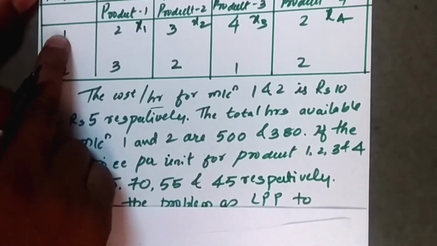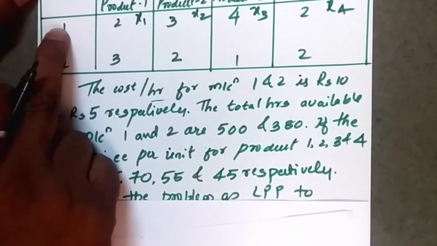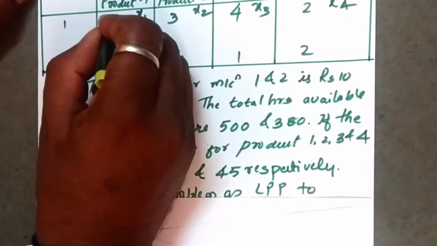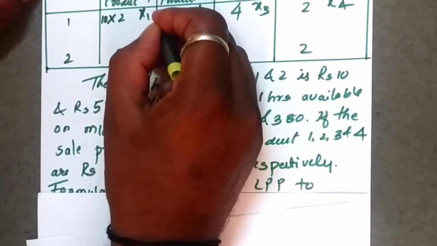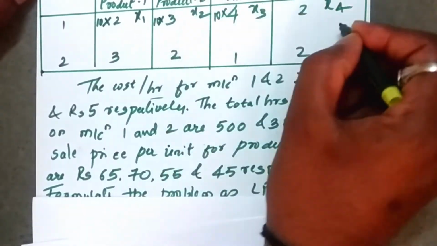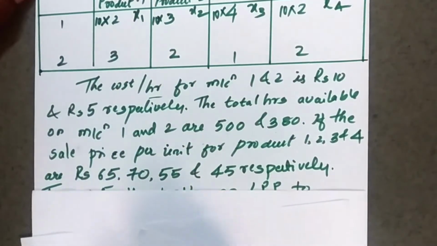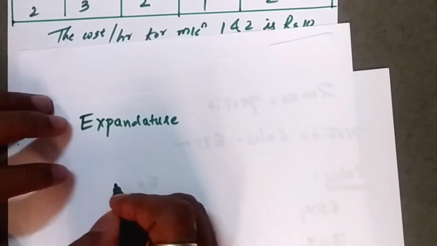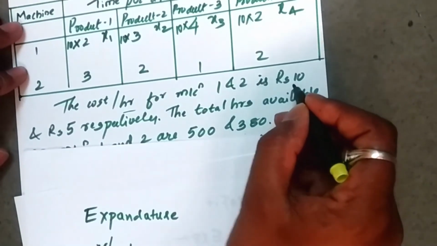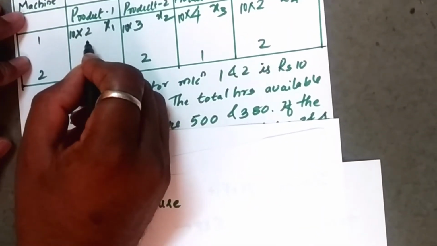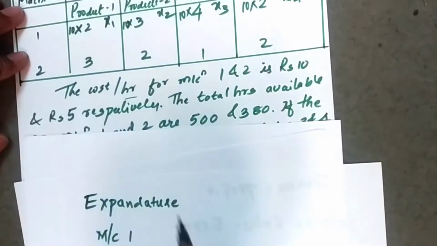So my total expenditure on product 1 is how much? For 1 hour it is 10, means for 2 hours I have to multiply it. So this whole will be getting multiplied into 10. I'll write it for machine 1 first. Machine 1 total expenditure is how much? For 1 hour they said 10 rupees, and product 1 needs 2 hours. So total how much is it? 10 into 2, so that is 20.